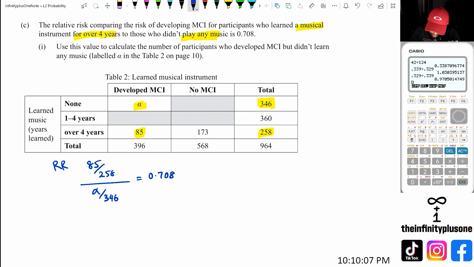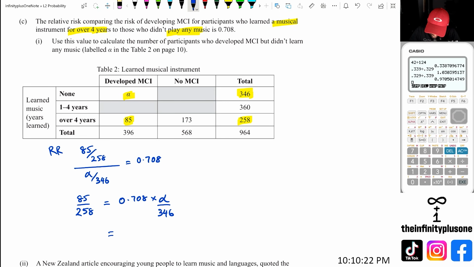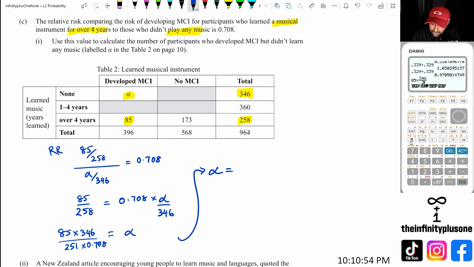So got a little bit of algebra to do here. So I'm going to do 85 over 258 equals 0.708 multiplied by alpha over 346. And then cross multiplying, I'm going to get alpha is equal to 85 times 346 divided by 258 times 0.708. So then alpha is equal to, let me just work it out, 85 times 346. That is a fraction. Doesn't matter.